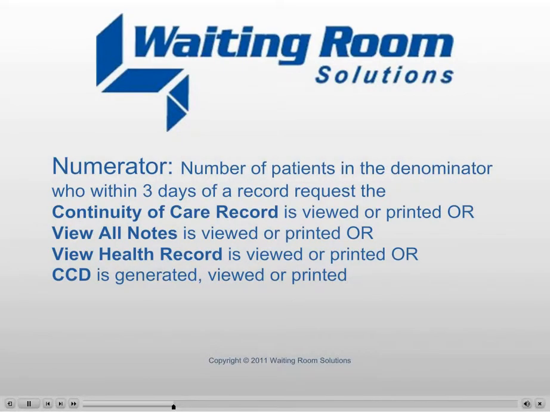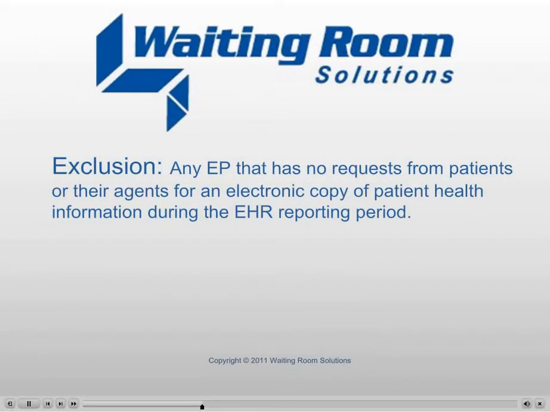Numerator: number of patients in the denominator who within 3 days of a record request, the continuity of care record is viewed or printed, or view all notes is viewed or printed, or view health record is viewed or printed, or CCD is generated, viewed, or printed. Exclusion: any EP that has no request from patients or their agents for an electronic copy of patient health information during the EHR reporting period.